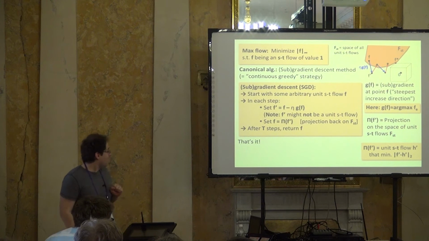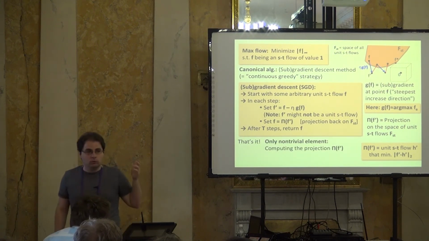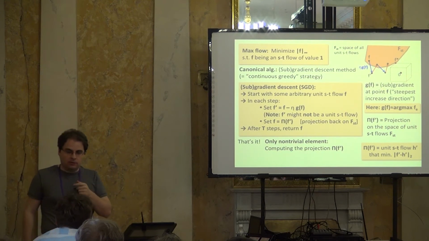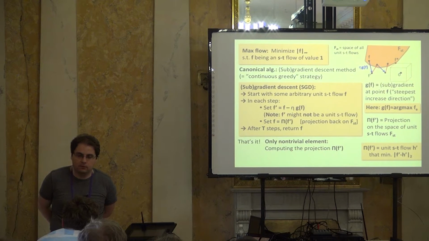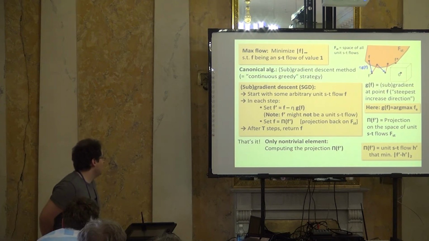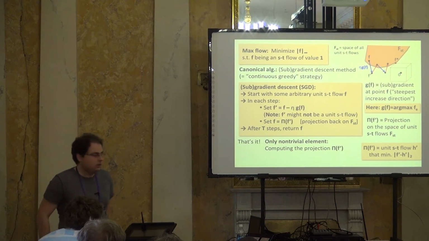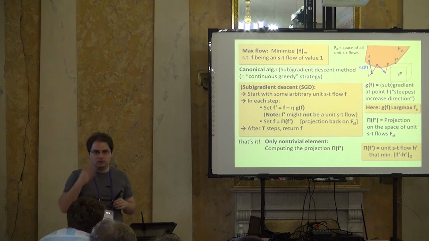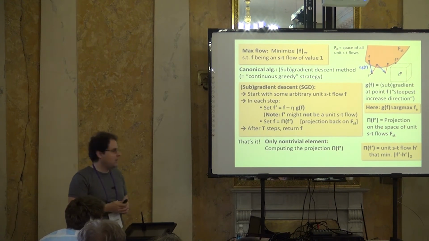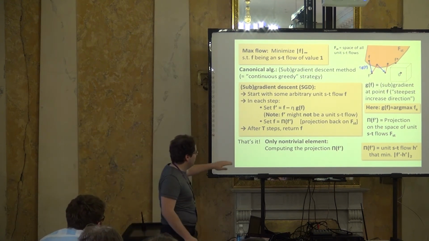Okay, so that's the algorithm. And the only non-trivial element that I really didn't tell you how to do is computing this projection. So could you please repeat how nu is determined? Sorry? I didn't tell you at all about eta, you mean? The step size? Yeah. For now, there is some setting that works. That's a good question, but for now it's under the carpet.